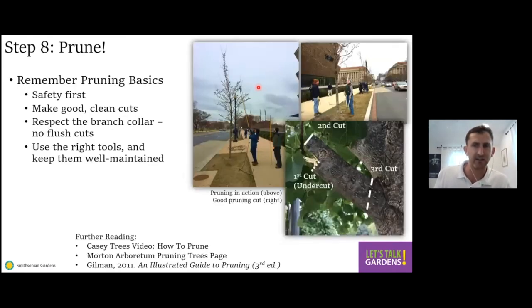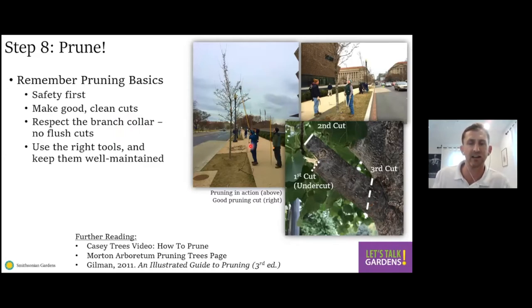And then finally, after thoroughly thinking it through, we arrive at finally picking up the pruners and actually cutting branches. So again, I'm not going to go over pruning basics today, but a few highlights. Again, make sure you're safe, call in a professional if in doubt. Make good clean cuts, respect the branch collar or the swelling at the base of the branch by making a proper pruning cut, and then use the right tools that are sharp and well maintained.